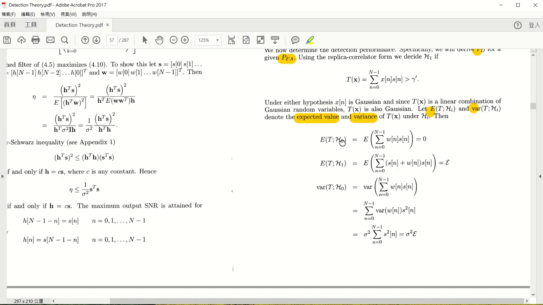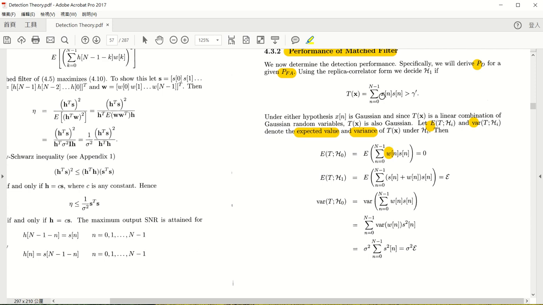Expectation of T under H0. As on page 95, if it's under H0, then T is just W, right? And then T is X multiplied with S, but that X is only W. So T becomes W multiplied by S.